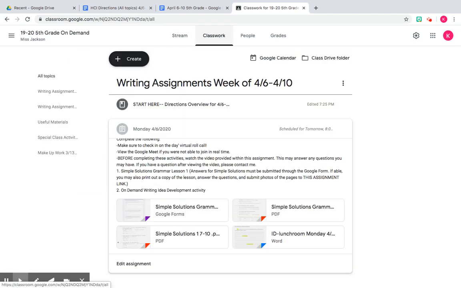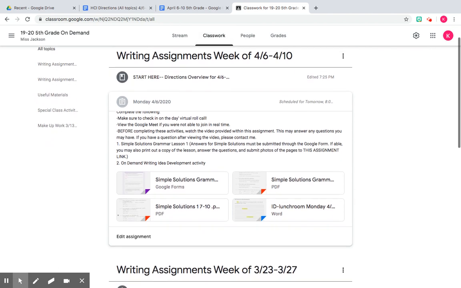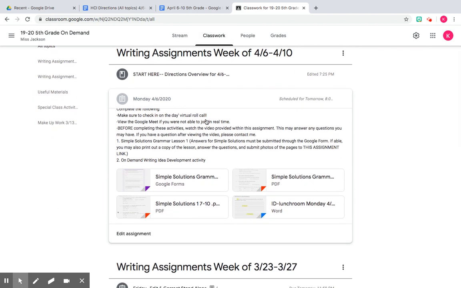That is just my way to check in with you all and ask you a few fun questions and just keep up with you all and what you're doing. So, that is the first thing on your checklist for this. You're going to get on the Google Meet at 10:30 every single day if you are able to. If not, you need to go back and watch the video link of the recorded meet.